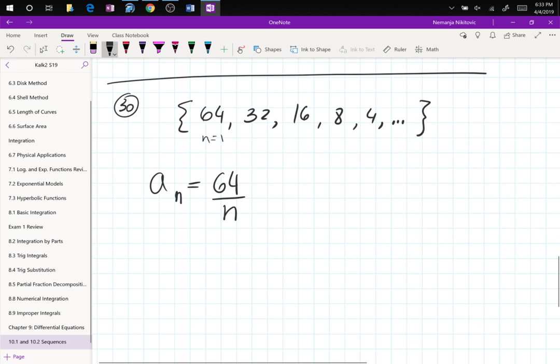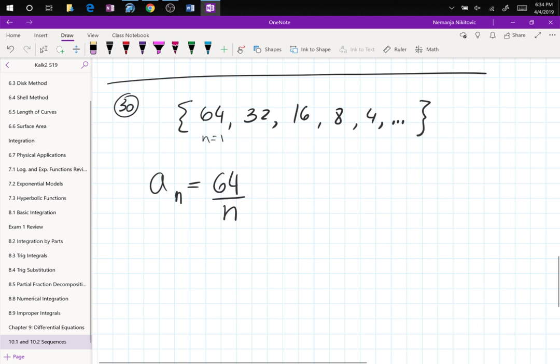Then n equals 2. 64 divided by 2 is 32. And then 64 divided by 3, it doesn't work, right? Do we all see that? It looked good for the first two terms, but then it failed on n equals 3, and it's going to fail for every next one anyway. So this is not the way to do it. Okay, so that was a good first try.